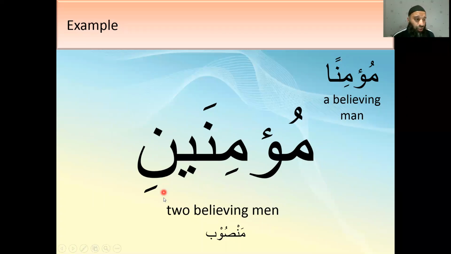Wouldn't the zabr tell you? Not in dual and plurals. That zabr was only for singular. The fatha was only for singular. When you come to duals, it has its own pattern for mansoob. You just have to learn them.